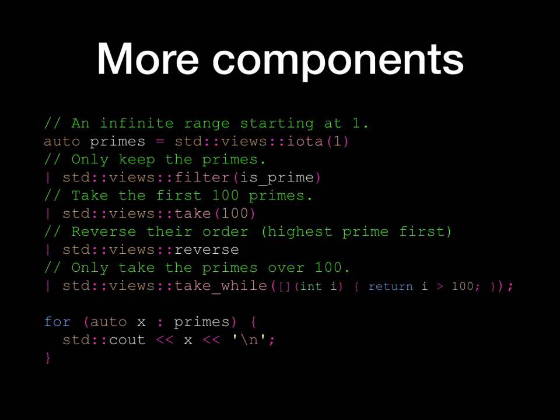And then we say take the elements while they are above 100. This works similarly to filter, but take_while will stop after it encounters an element that returns false with the predicate, whereas filter will continue filtering the range. And afterwards, we can use our for loop and print every descending higher than 100 prime numbers that we've filtered.